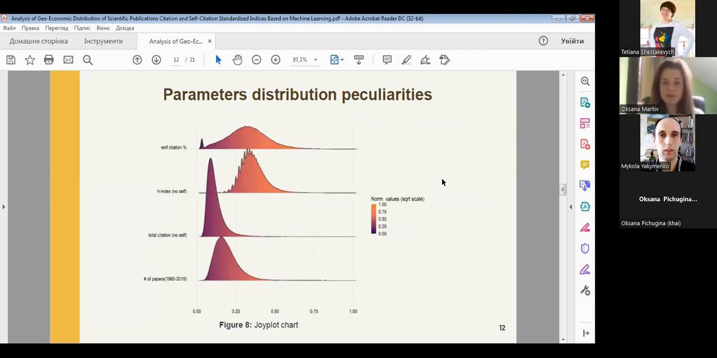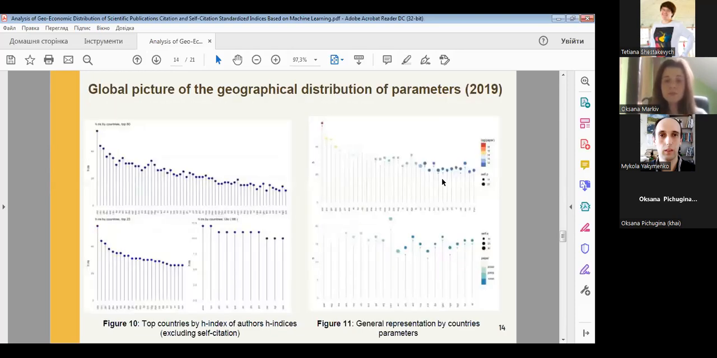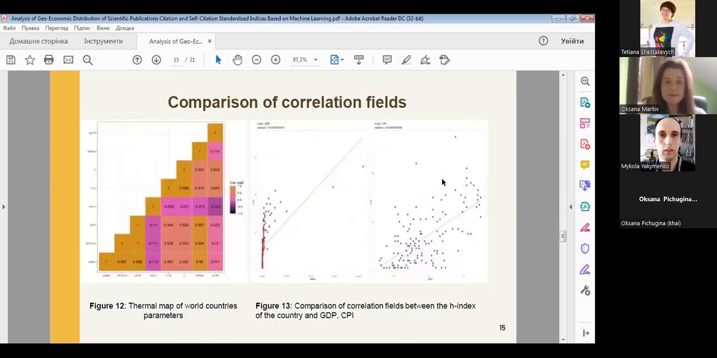Yes, the next important aspect is the self-citation percentage correlation to other parameters. Slide number 13 demonstrates the distribution of the percentage of self-citation by countries. To display a global picture of the geo distribution, there is a graph in order to understand how geo distribution influences this correlation between parameters and self-citation.